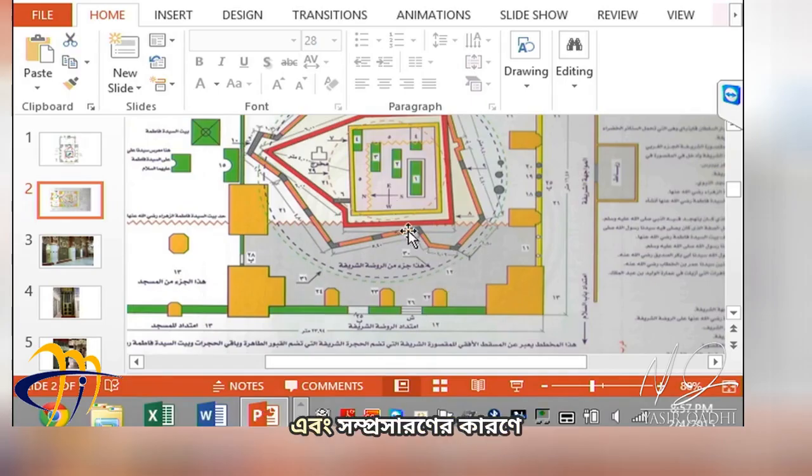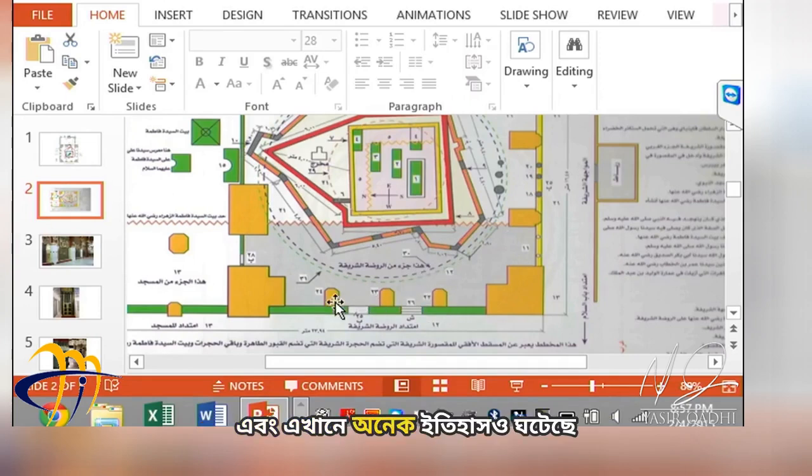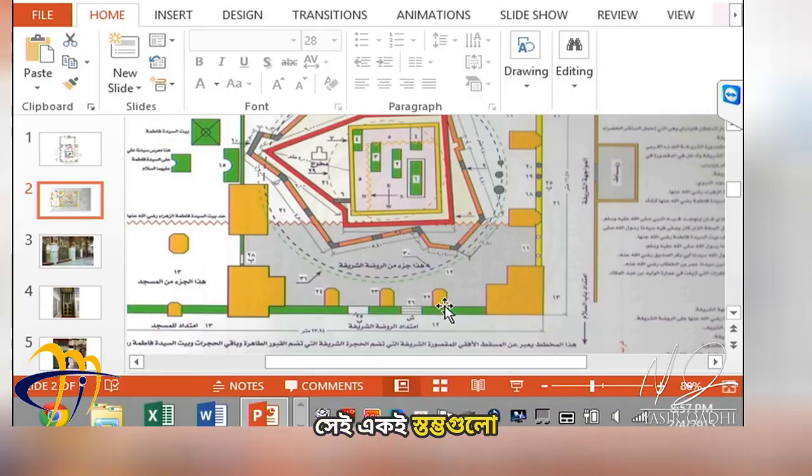And because of the fires and because of the expansion, this used to be the Rawda in the time of the Umayyads, the Rawda has now simply been taken up by this space. And so much history also took place over here, but we cannot see it. But what we do see are the pillars that used to exist in the time of the Prophet ﷺ. Those same pillars, of course not the exact same pillar, but the place of the pillars.